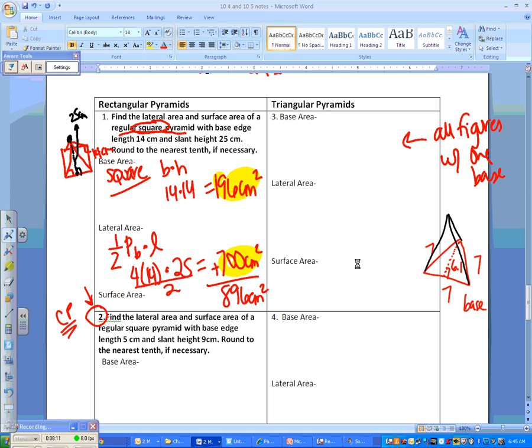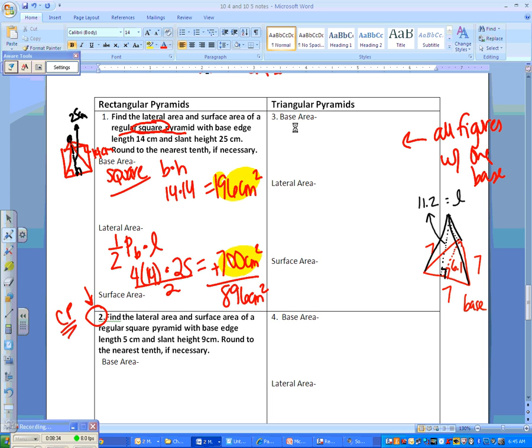Now, what happens if we extend all these points up to one common vertex? Now we have a pyramid, and I'm going to tell you that the lateral slant height, so if I drew down here and I drew a perpendicular line to this side, this is going to be my slant height, and that's going to be 11.2. So slant height is 11.2.